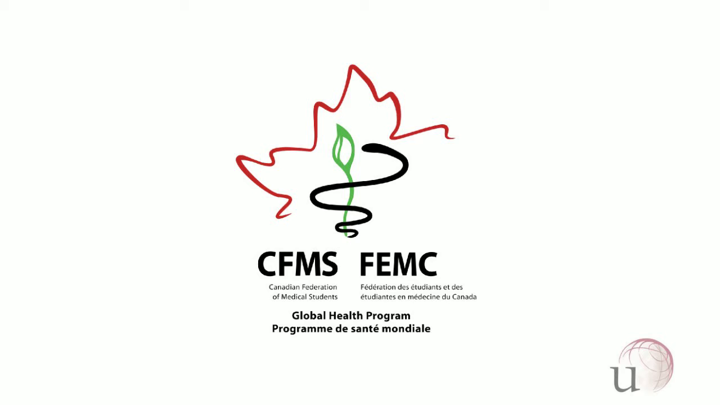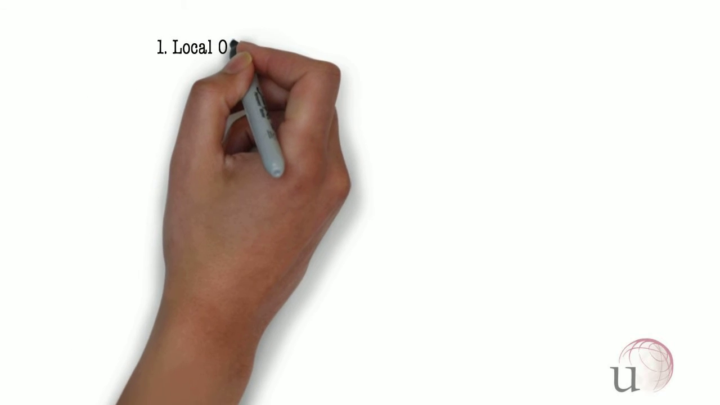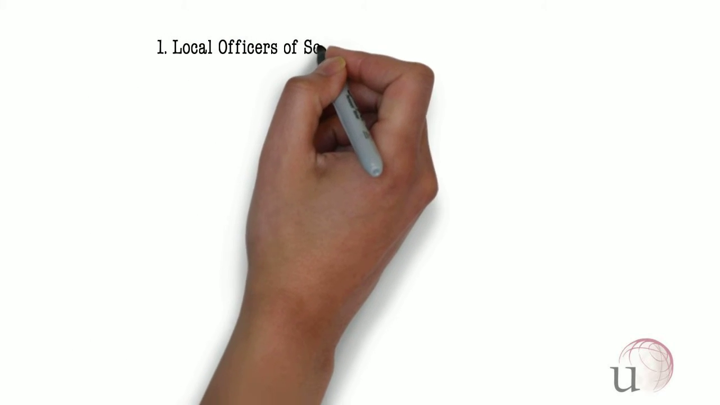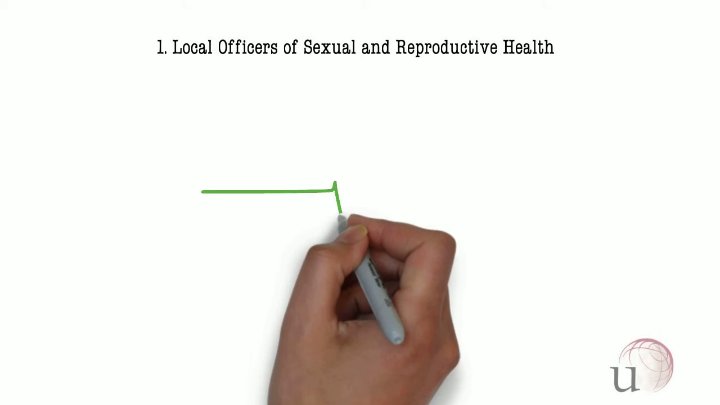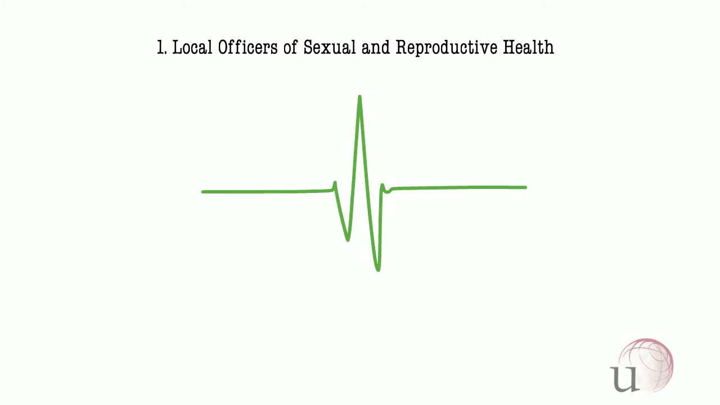First off, the local officers of reproductive health at our school work to advocate for access to reproductive and sexual health services and promote sexual and reproductive health for women, men, and the LGBTQ+ community. Events include talks on emergency contraception, workshops on IUD insertion, and pelvic exams. Our local officers of Indigenous health organize local events and initiatives that promote awareness of Indigenous health issues.